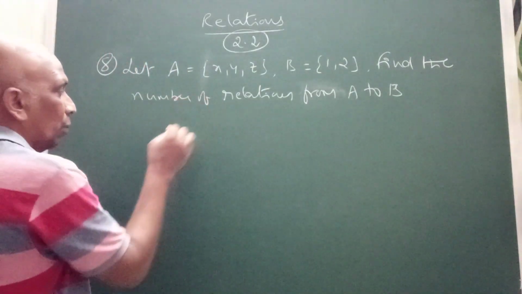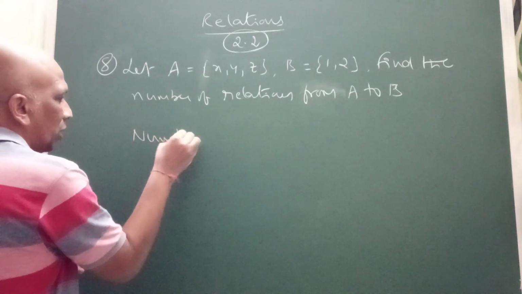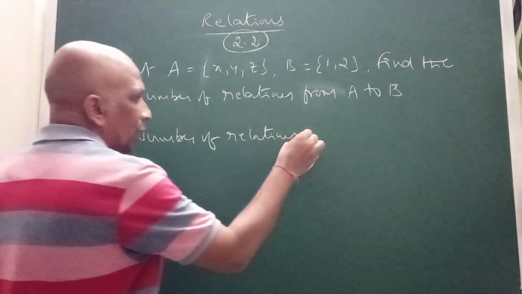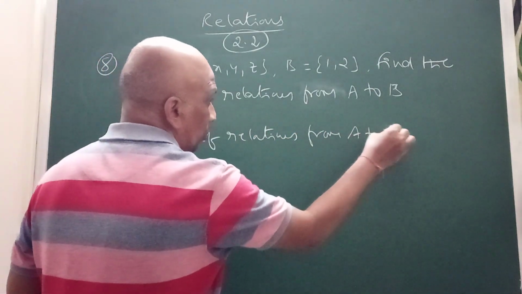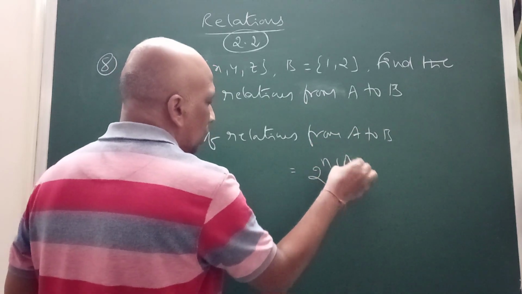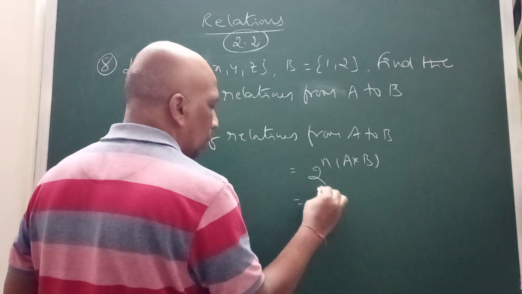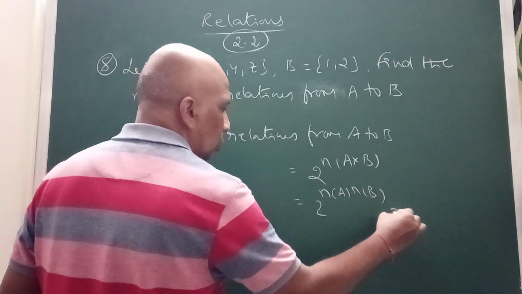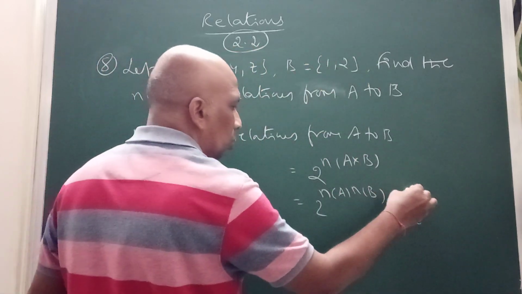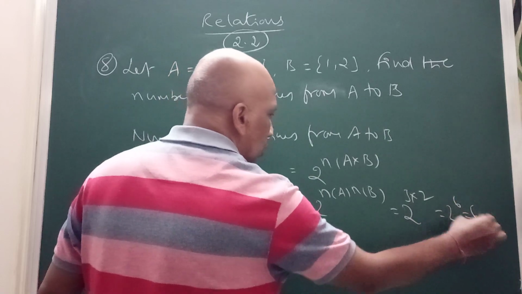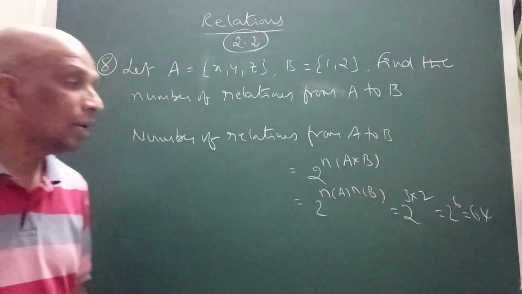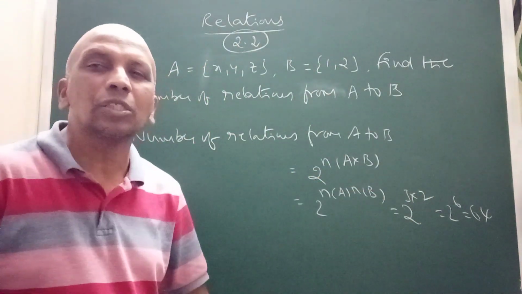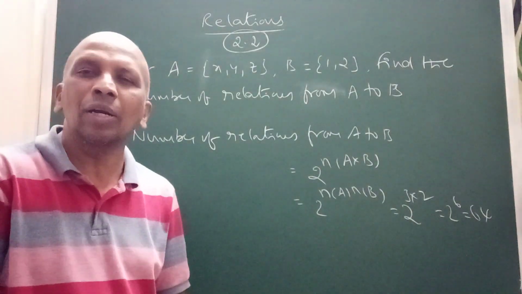So I can write here the number of relations from A to B, which is equal to 2 power n of A cross B. Here n of A cross B is n of A into n of B, right? So this is 3 into 2, we can write 2 power 6, so we will get 64. This will be the number of relations we can define from the set A to the set B: 64 relations.